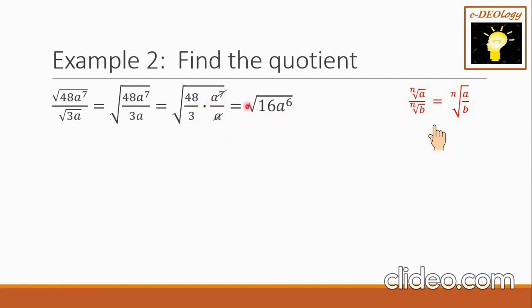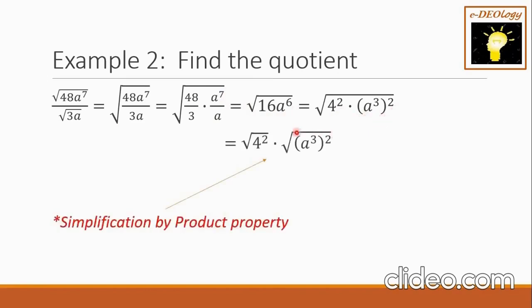So in here, the answer will be the square root of 16a raised to 6. The next is the 16, we're going to show that this is equal to 4 squared. And then for the a raised to 6, we're going to represent this by a value with power 2. And inside the grouping symbol is a cubed. Next, we're going to distribute the square root into each of the factors here. So you see we have now the square root of 4 squared times the square root of the square of this a cubed.